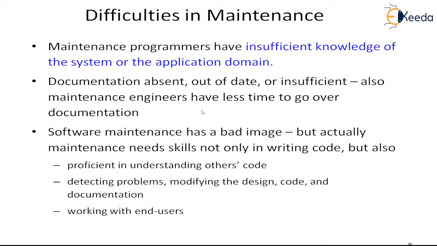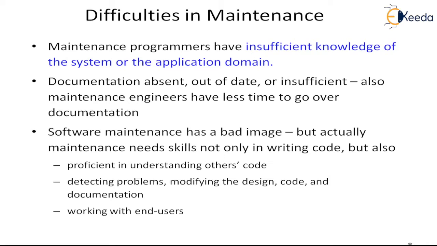You have got very good structural models and tools to do it. But maintenance is very difficult. What is the difficulty? Maintenance programmers have insufficient knowledge of the system or the application domain, because normally the maintenance team is a very small team, whereas the development team was a very big team. So the development team, as soon as the project is over, it is discarded, because the project ends, so there is no more funding for them.